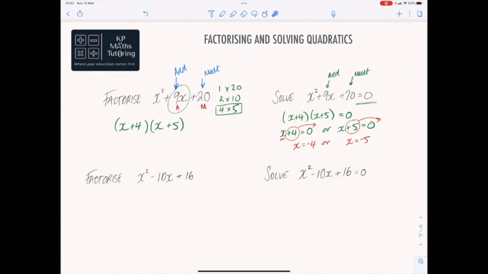Be careful because they've got a negative involved. See if you can figure that out. Pause the video and then I'll go through it in a second.